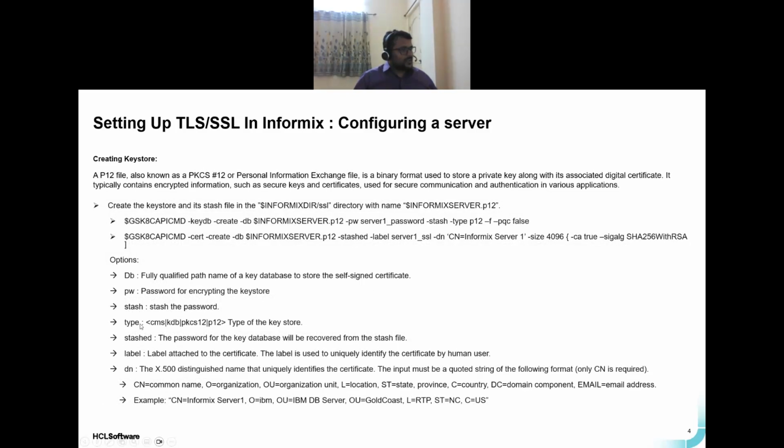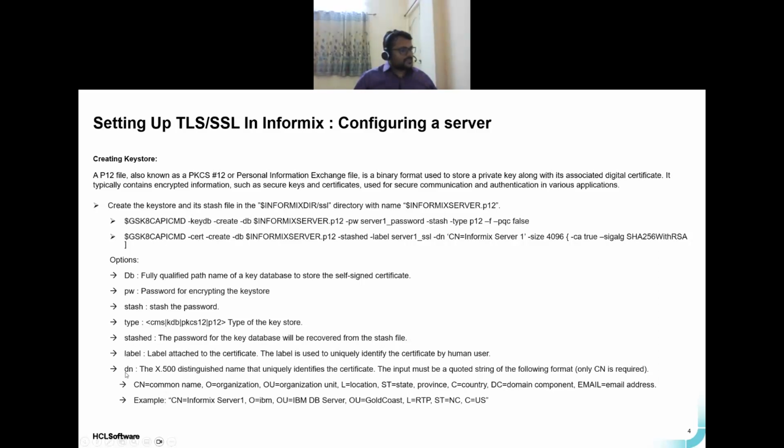For type, we can have many types when we create the key store, but here we use a P12 file, so we have to give the P12 option. Next is stash, where we are telling it to use the existing stash file. And label is the label that uniquely identifies the certificate, maybe we can call it the friendly name of the certificate. By using this label we identify which certificate to use, and we mention this label in the onconfig file for the server to use the certificate.